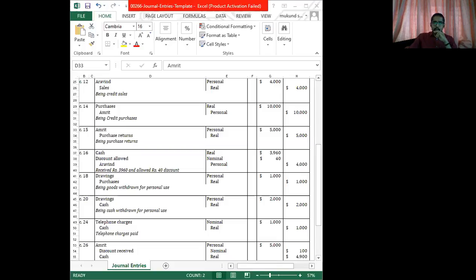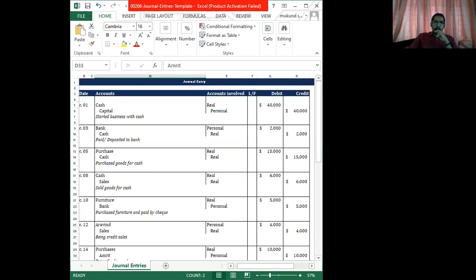On the left side you can see the question and on the right side, the actual journal. You know the format of a journal, right? Date, particulars, ledger folio, debit and credit. For easy understanding, I have also added the types of account involved, whether it is personal, real or nominal, so that based on the golden rules, you will be able to find out which account will be debited and which account will be credited.